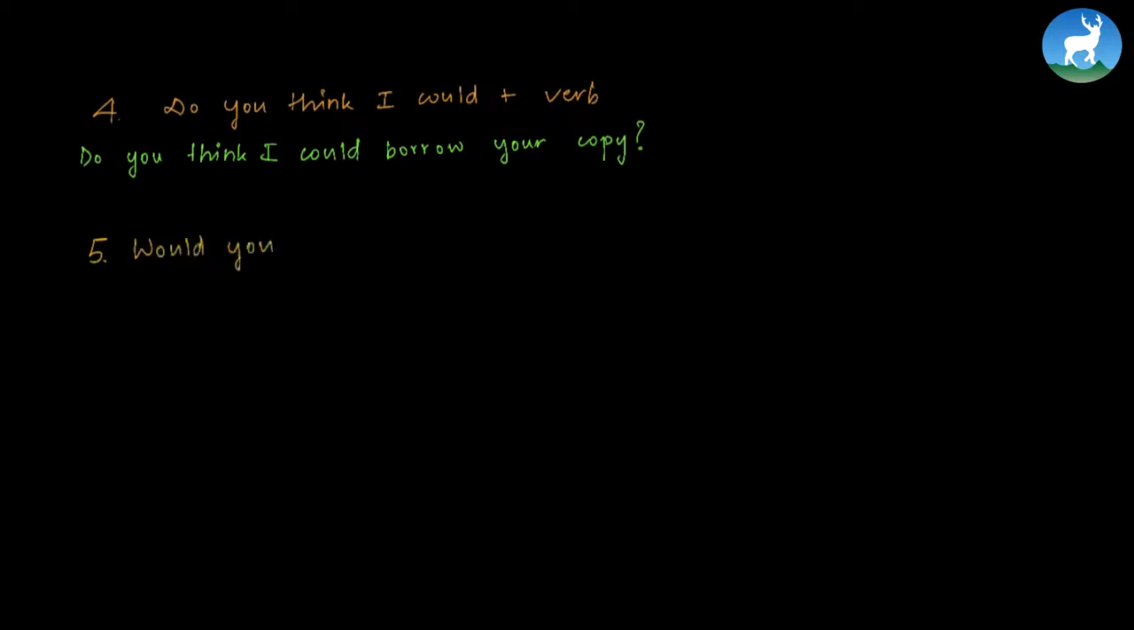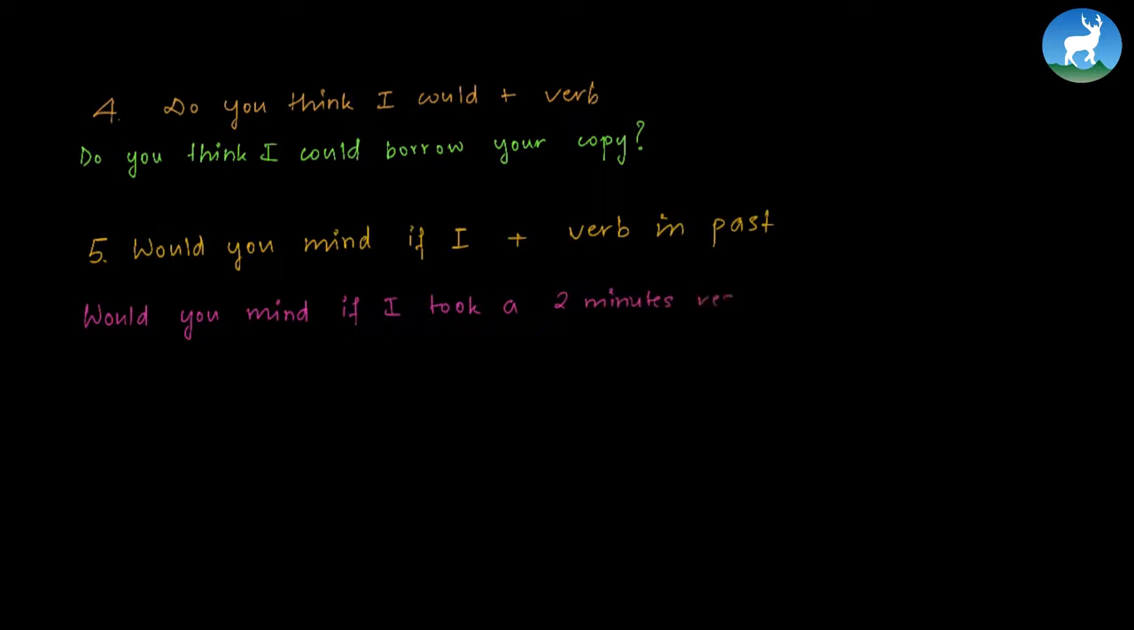So another sentence structure for permission. Would you mind if I plus verb in past? This is another sentence structure you would want to use. You can simply write or say, would you mind if I took a 2 minutes rest? So notice that here we're making use of a verb that is in past tense. Would you mind if I plus verb in past tense, that's took a 2 minutes rest.